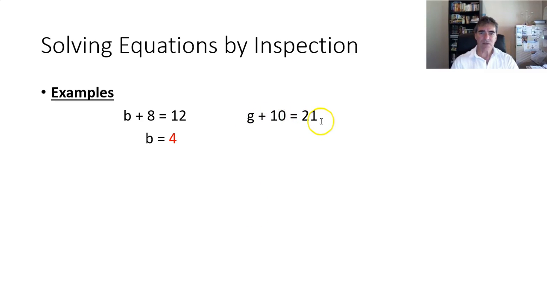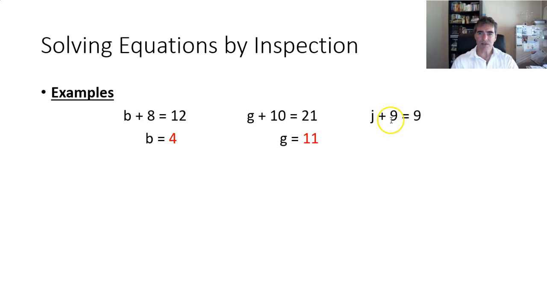So let's try another one. G plus 10 equals 21. So something plus 10 equals 21. So what is that something? That letter G, the pronumeral G. And we find that it's 11 because 11 plus 10 equals 21. So G equals 11.